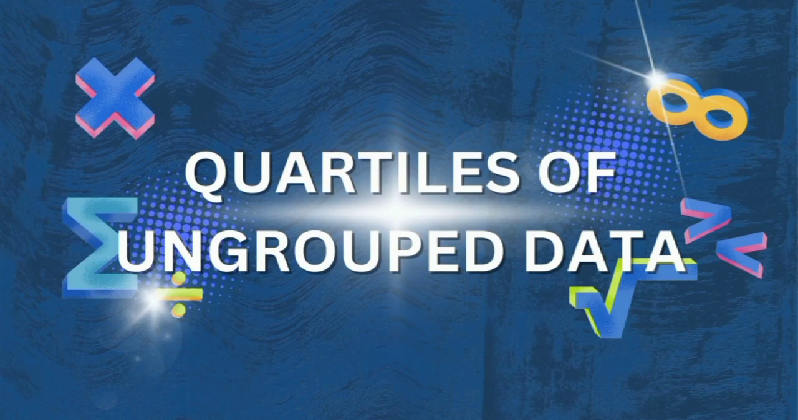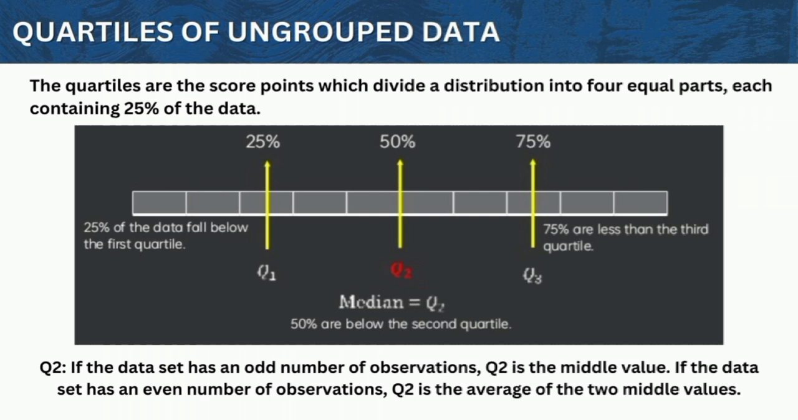The quartiles are the score points which divide the distribution into 4 equal parts, each containing 25% of the data. As shown in the dataset below, 25% fall below the first quartile, 50% are below the second quartile, and 75% are less than the third quartile. If the dataset has an odd number of observations, quartile 2 is the middle value. If the dataset has an even number of observations, quartile 2 is the average of the two middle values.